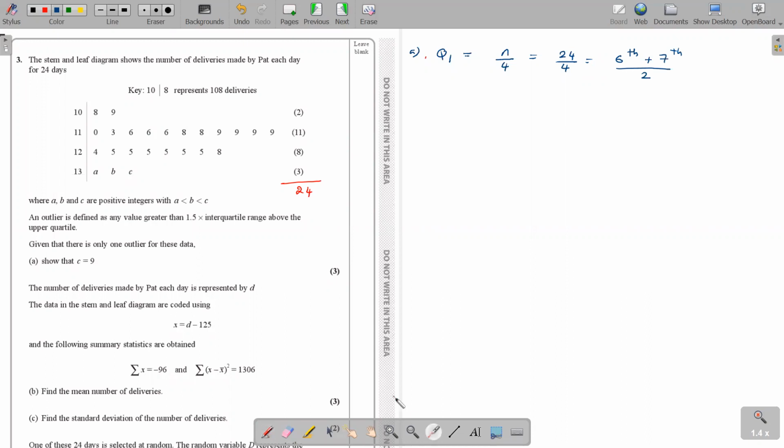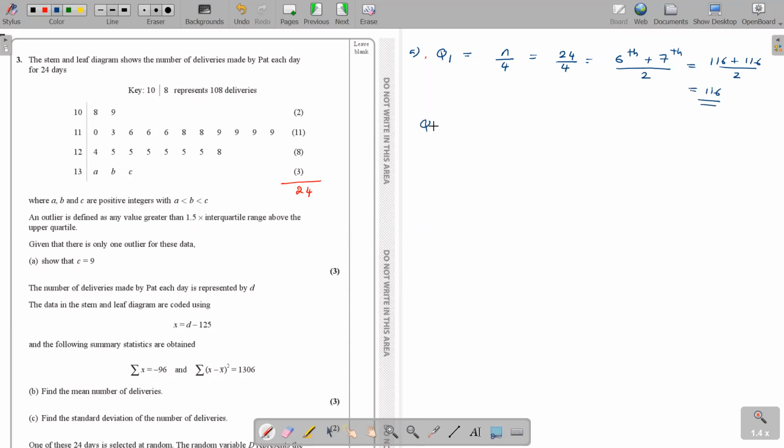So what's our sixth term and seventh term? This is in order, right? 1, 2, 3, 4, 5, 6 term and 7 term are both 116. Do you see? Both of them are 116. So the lower quartile is 116. Do you agree with that?